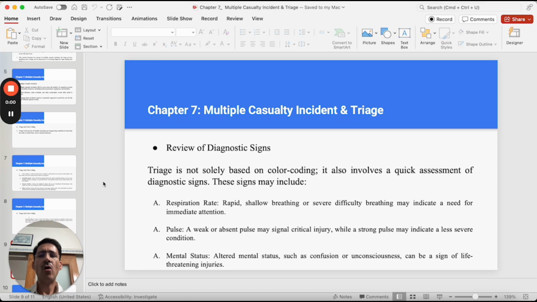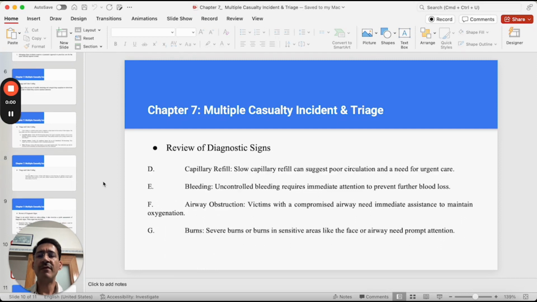Mental status. Altered mental status such as confusion or unconsciousness can be a sign of life-threatening injuries. Capillary refill. Slow capillary refill can suggest poor circulation and a need for urgent care. Bleeding. Uncontrolled bleeding requires immediate attention to prevent further blood loss. Airway obstruction. Victims with a compromised airway need immediate assistance to maintain oxygenation. Burns. Severe burns or burns in sensitive areas like the face or airway need prompt attention.